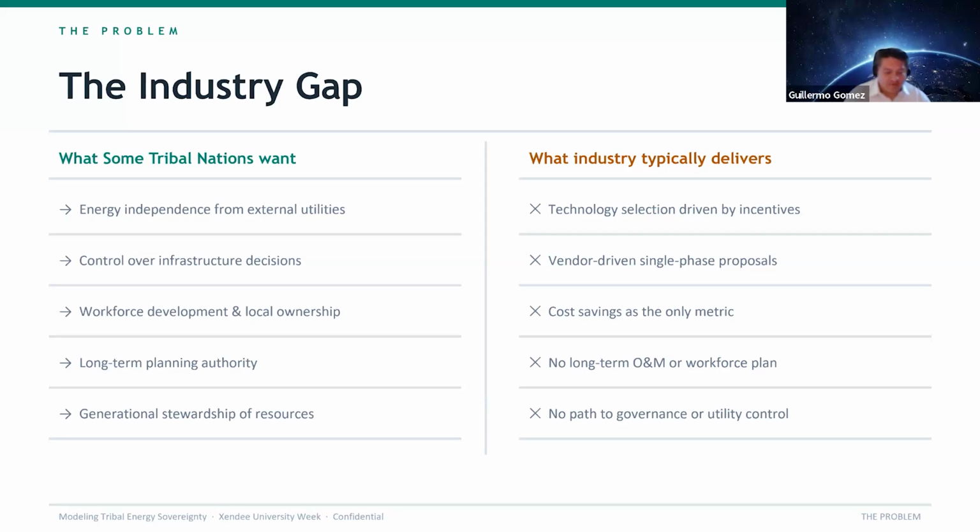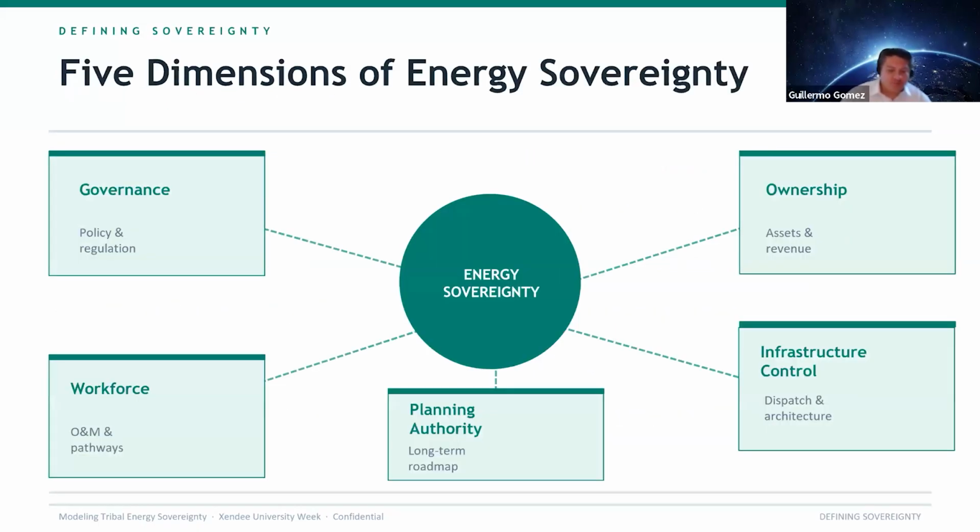So I think we needed to start with the definition of sovereignty. Although every tribal community that we work with has a different definition, we did our best to define it with five dimensions. Those are governance; workforce, basically the ability that once the project is up and operating, you have a workforce that can take care of this equipment and operate the microgrid; planning authority, a long-term roadmap for the community, what happens in the next generation of community and staff and what's going to happen to the project then; and ownership, being able to own the assets, own the revenue, and have dispatch control just in case the utilities are not able to provide power in the future.